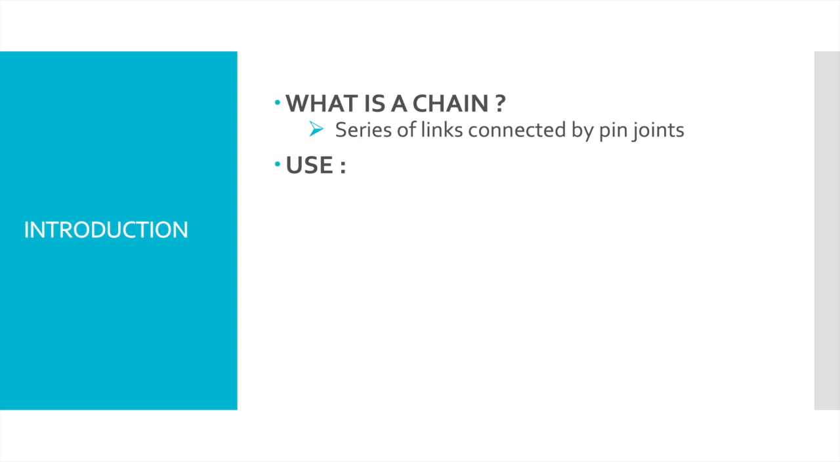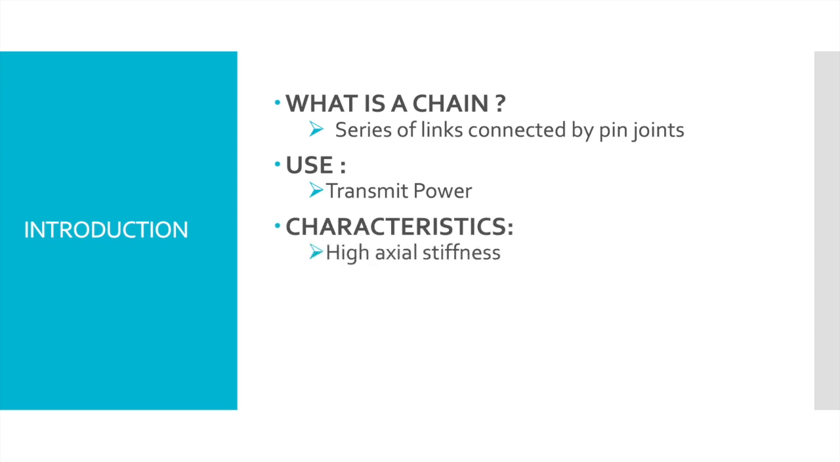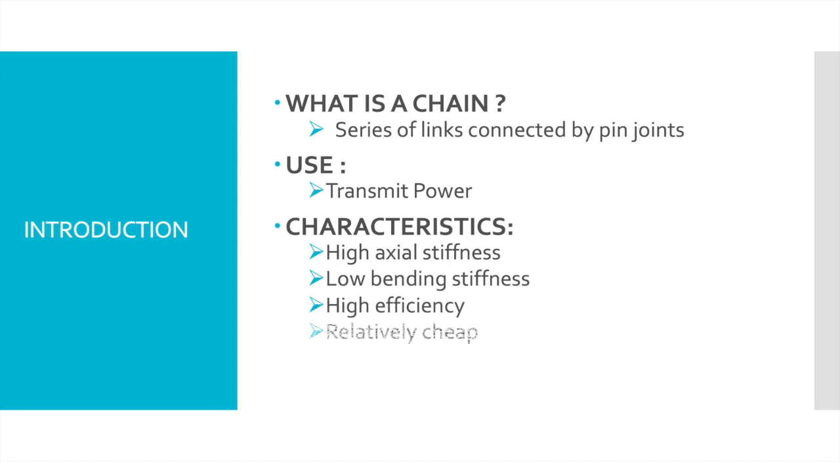Chain drives are a means of transmitting power, like gears, shafts, and belt drives. Chain drive comprises four main characteristics. They are high axial stiffness, low bending stiffness, high efficiency, and they are relatively cheap.